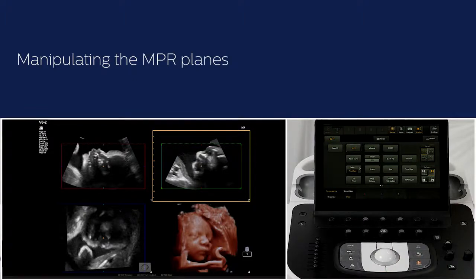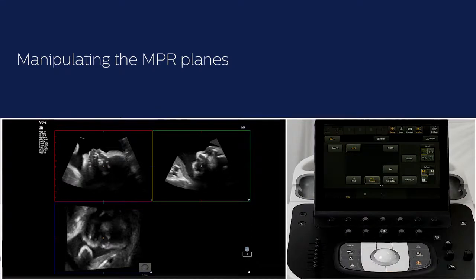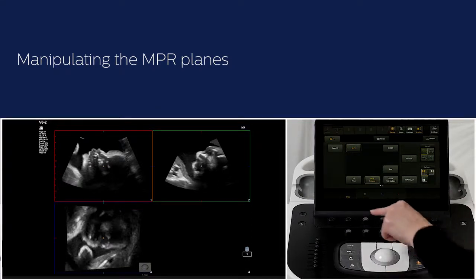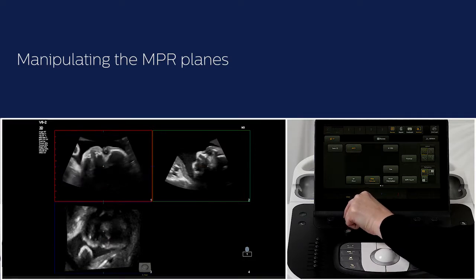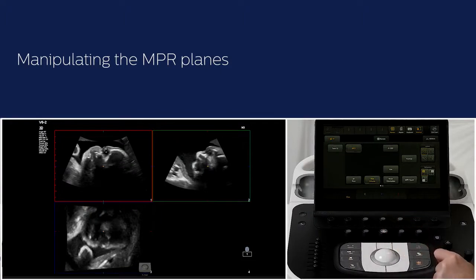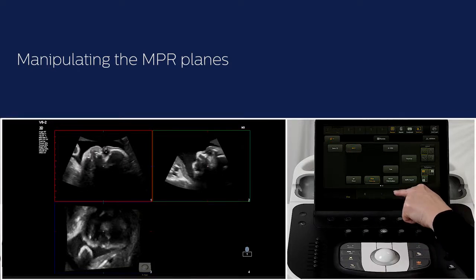Let's take a look at how we can manipulate the MPR planes. If needed, we can hide the volume image by pressing Hide Volume on the touchscreen. To find an area of interest, you can slice through a specific plane by selecting the plane on the touchscreen and turning the Slice rotary knob, or turn the X, Y, and Z knobs to rotate a specific plane. At any time, you can press Reset Orientation to return to the original orientation.